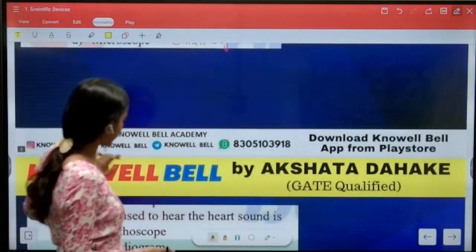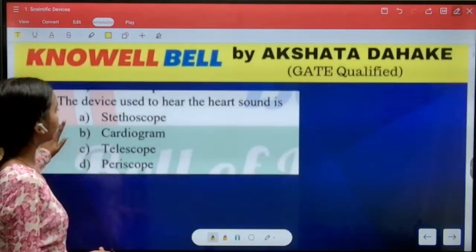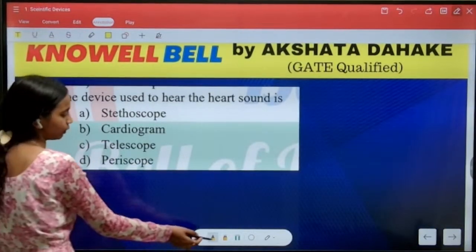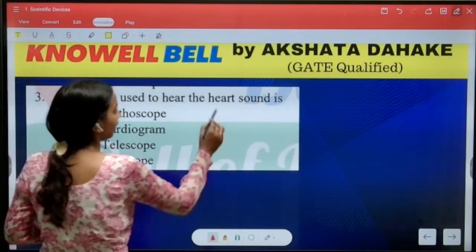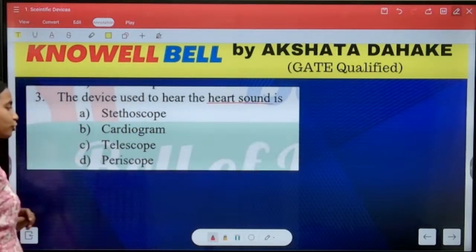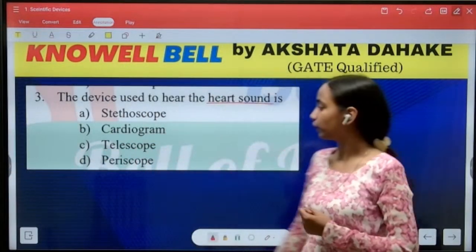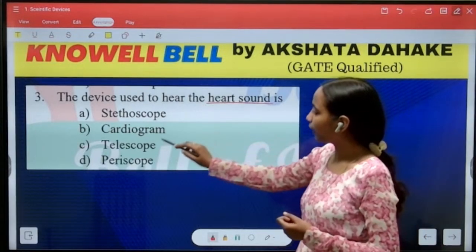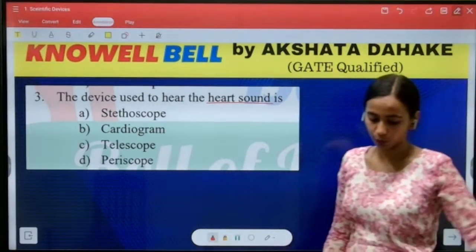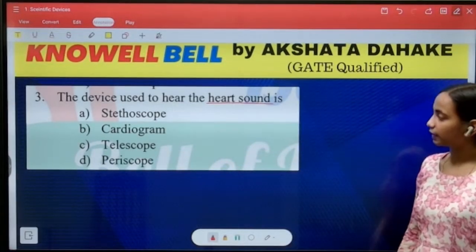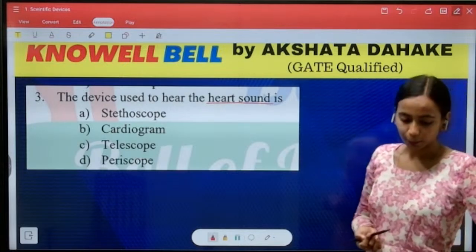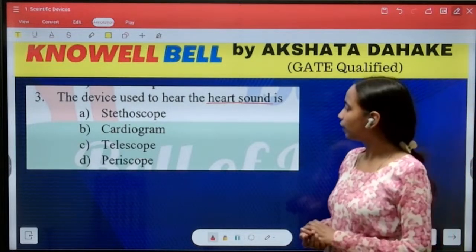The next question we have over here is: the device used to hear the heart sound. Which device do we use in order to hear heart sound? Stethoscope, cardiogram, telescope or periscope. Provide your answers. What will be the correct answer? Quickly everyone, provide your answer. Which device is used to hear heart sound?